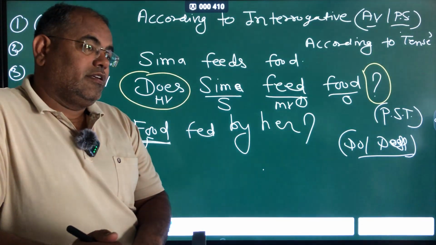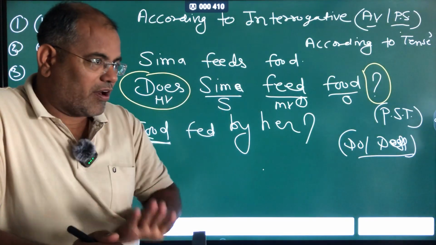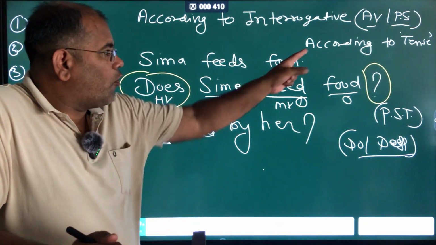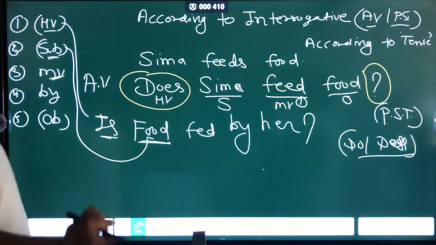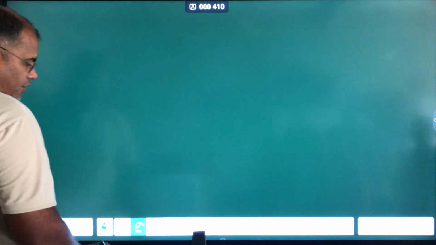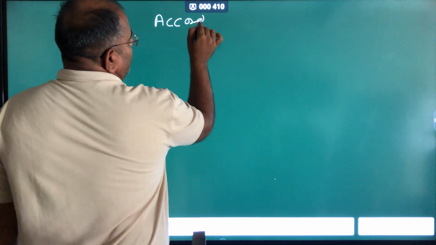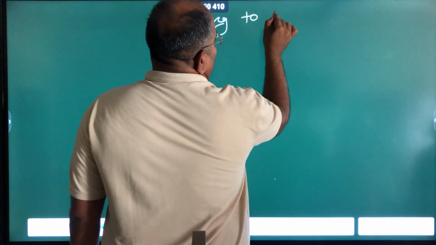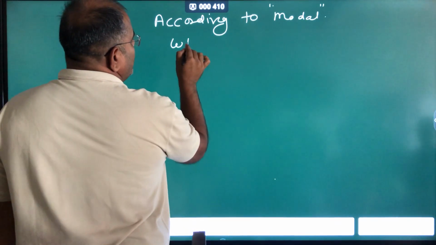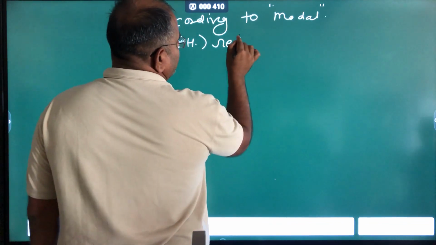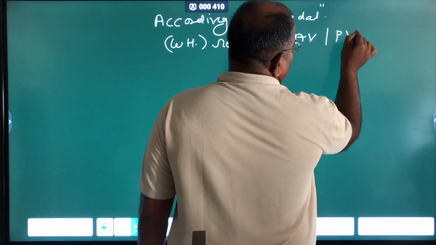Okay. Guys, now I will teach you WH related active voice and passive voice according to model, because I have already taught you according to tense. Is that clear? So now we have to read about tense. Sorry, not tense, models. Start now. Guys, according to model, this is the WH related active voice and passive voice.